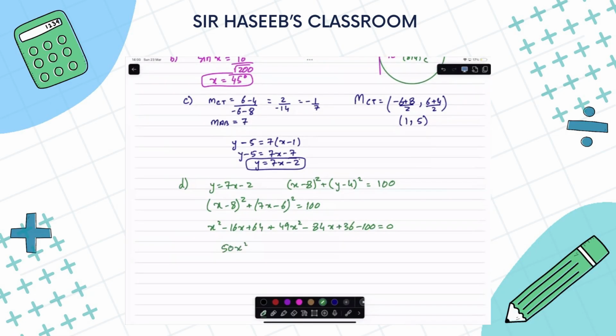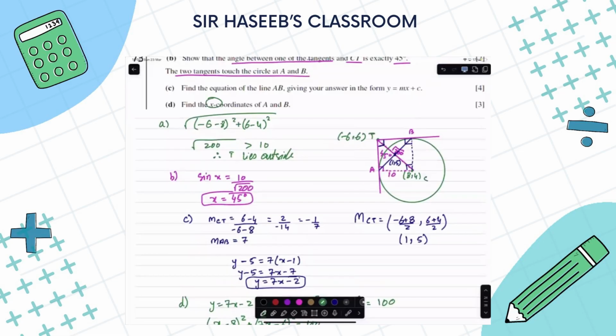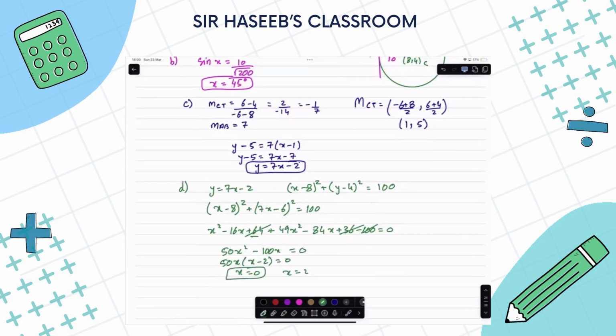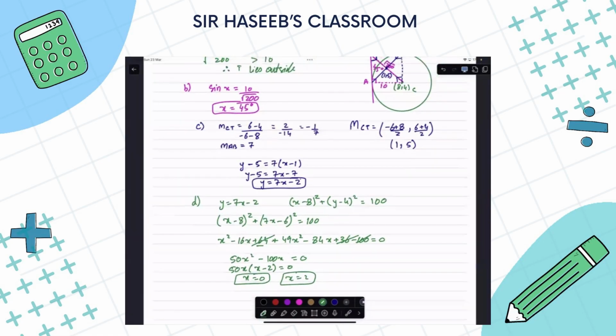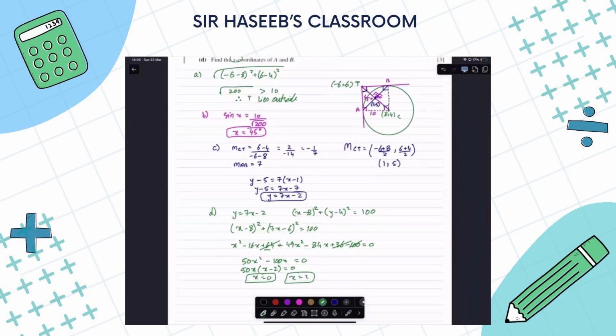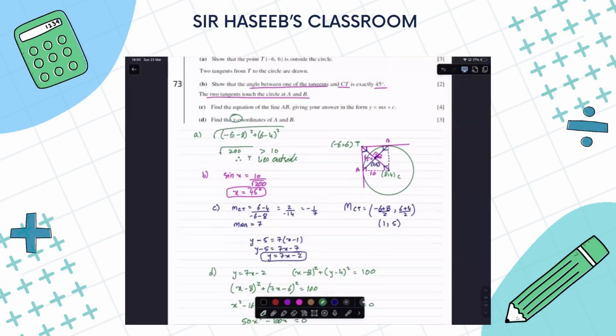50x square minus 100x. 64 plus 36 is 100, minus 100 is 0, right? Take 50x common: x minus 2 equals 0. So x equals 0 and x equals 2. What do we need? We just need the x coordinates, right? So we got it. Fine.